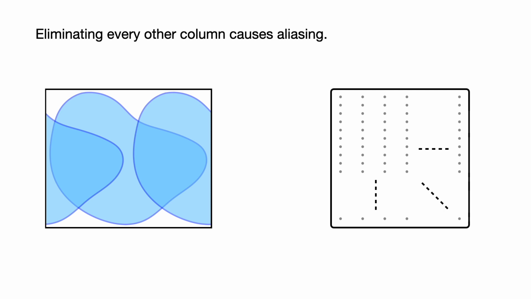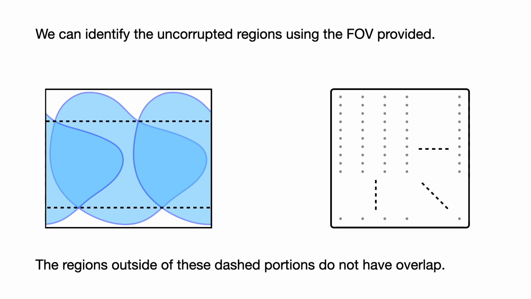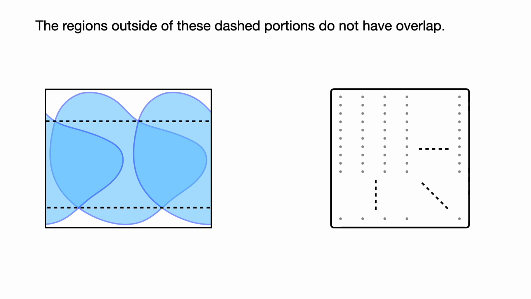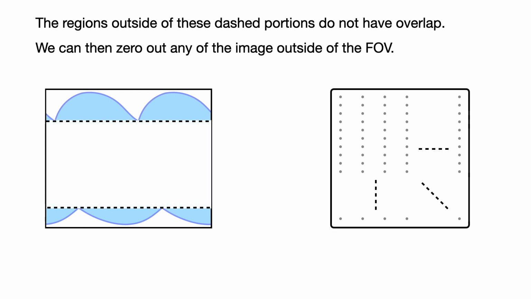Now, much of the anatomy here is corrupted because of the overlap. But what I'd like you to notice is that some of the image is uncorrupted. We can identify the uncorrupted regions using the field of view provided simply by shifting the contour and looking where it intersects. These dashed lines are horizontal lines through the intersection points. The regions outside of these dashed lines do not have any overlap. We can eliminate the inner region. We can zero out any of the image outside of the selected non-rectangular field of view. And what's left is uncorrupted.